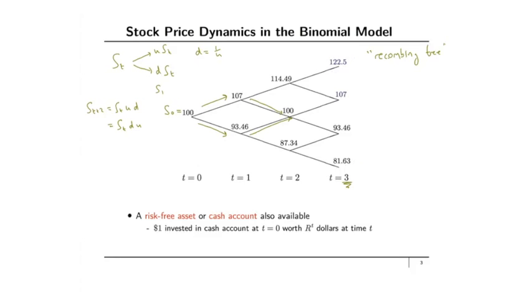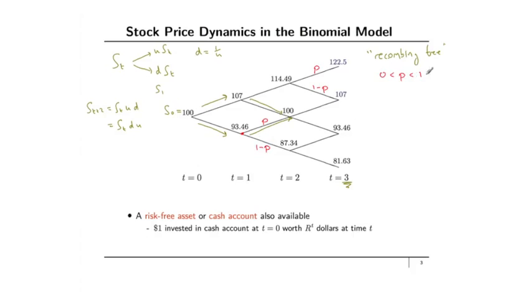We haven't discussed the probabilities of these moves. For now, we'll assume that the probability of an up move is P in any one period, and so the probability of a down move is 1 minus P. And that these probabilities are the same at every node in the tree. So for example, down here, the probability of going up to 100 is P, and the probability of going down to 87.34 is 1 minus P. Okay, and of course we'll be assuming that 0 is less than P is less than 1.